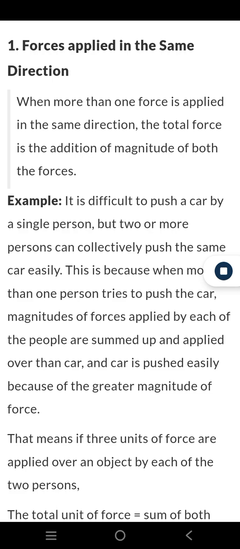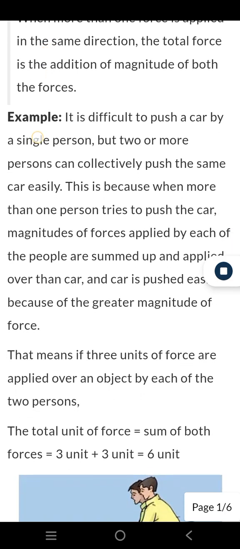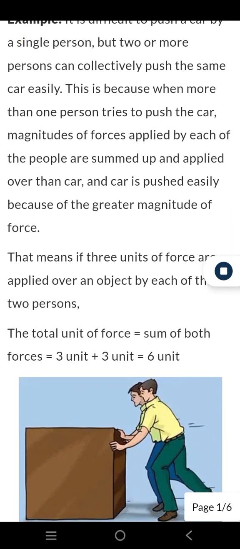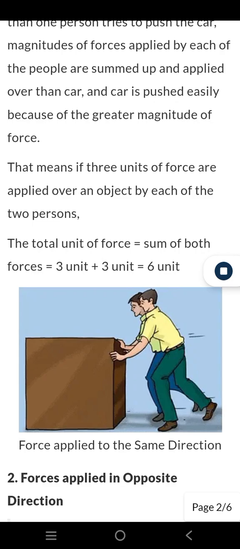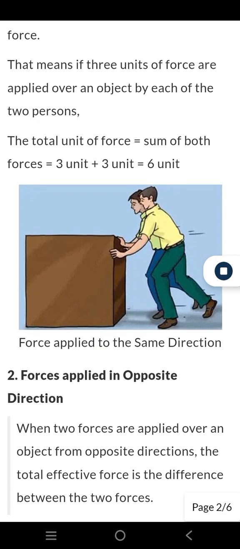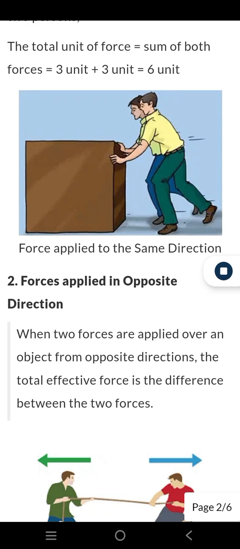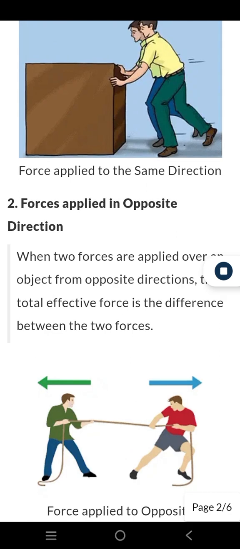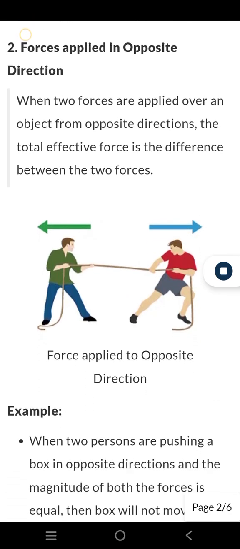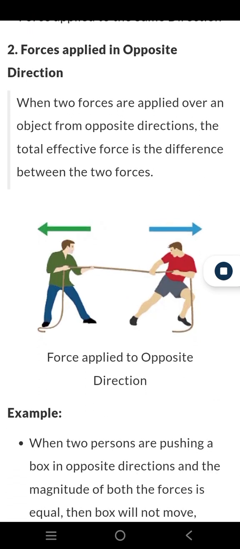That means if 3 units of force are applied over an object by each of the two persons, the total unit of force equals sum of both forces equals 3 unit plus 3 unit equals 6 unit force applied in the same direction. 2. Forces applied in opposite direction. When two forces are applied over an object from opposite directions, the total effective force is the difference between the two forces.